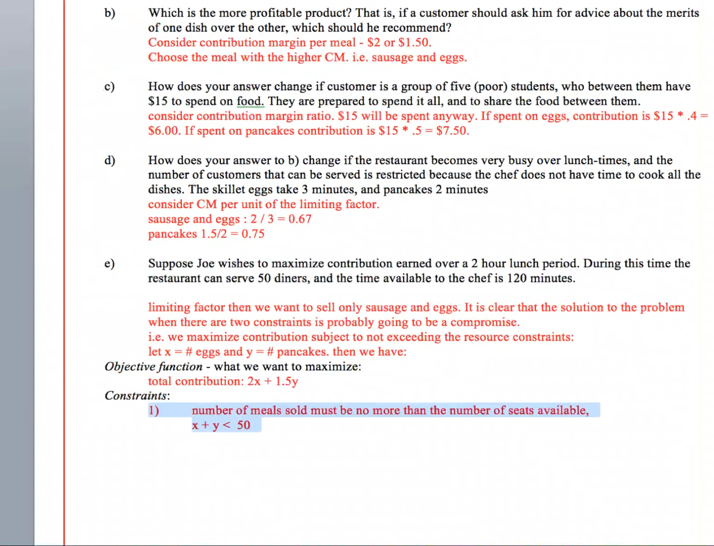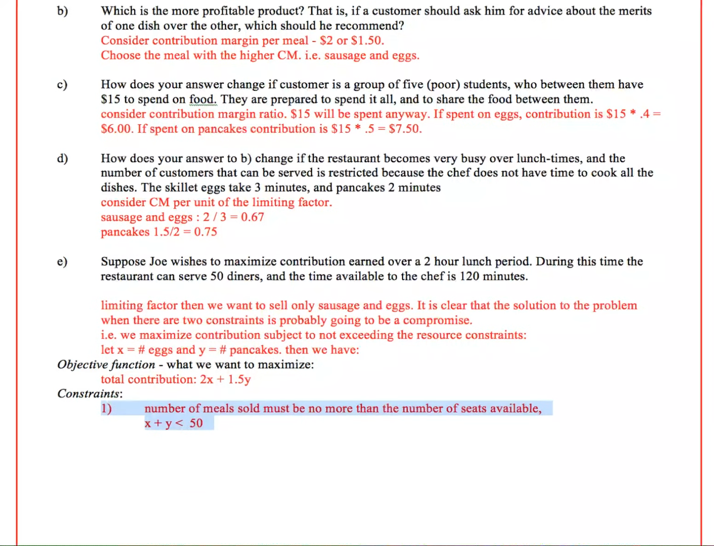The constraints are that the number of meals that we serve must be no more than the seats available. So the number of meals in aggregate must be less than or equal to 50, but it's difficult to get the less than or equal sign there. Maybe I could just try underlining it. It doesn't look quite the same, but it'll do. Let's do that. There you go. Less than or equal to 50.